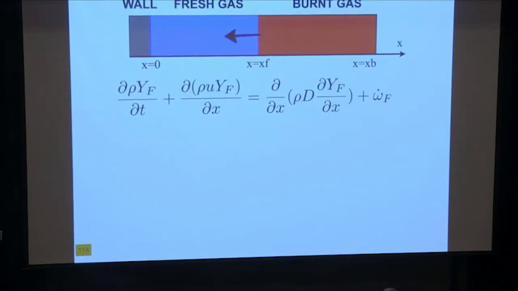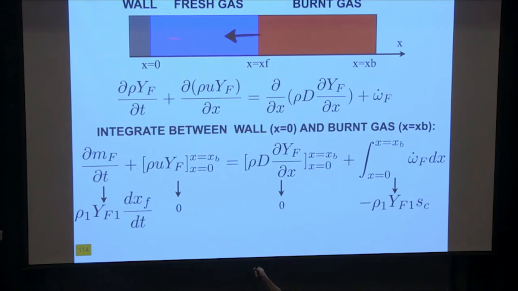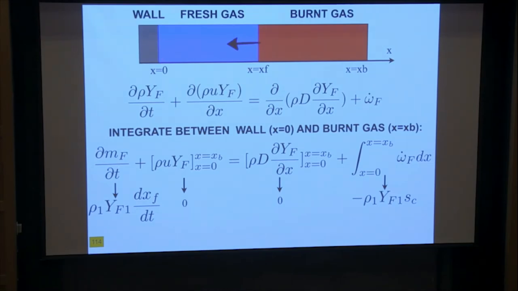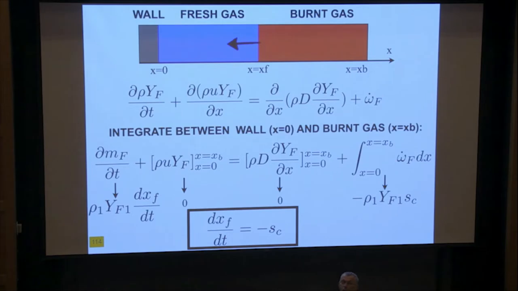So you just take the fuel equation, and you integrate it between the wall here and the burnt gases, which are here. When you do that, you see that you have the mass of fuel which is left, plus the fluxes. There is no flux of fuel at the wall because it's a wall, and at XB there is no flux either. The two diffusion fluxes are zero, and you are left with the integral of the reaction rate, which is equal, by definition, to minus rho 1 YF1 SC. If you work through that, you find, for the moment, and in a minute you will see it's not always clear, that the position of the flame satisfies dXf/dt equal to minus SC.